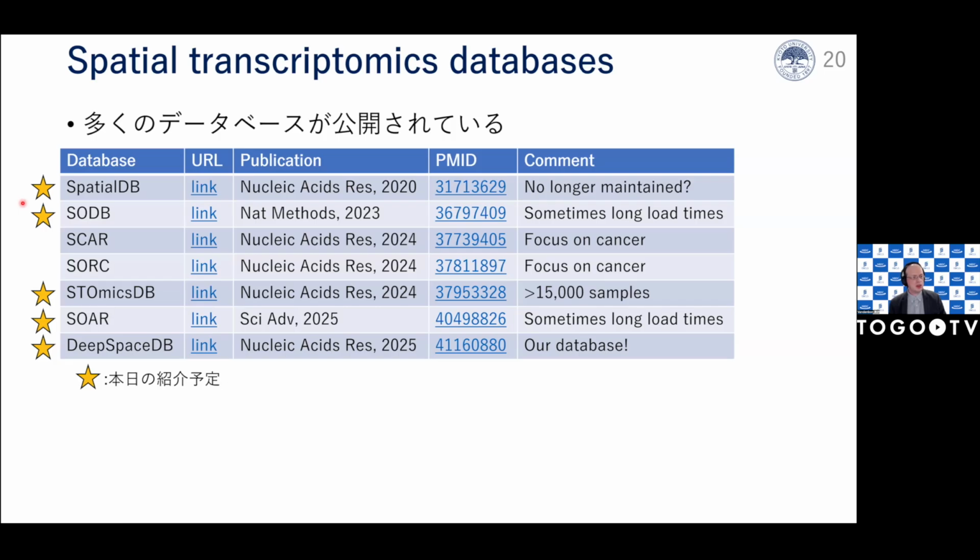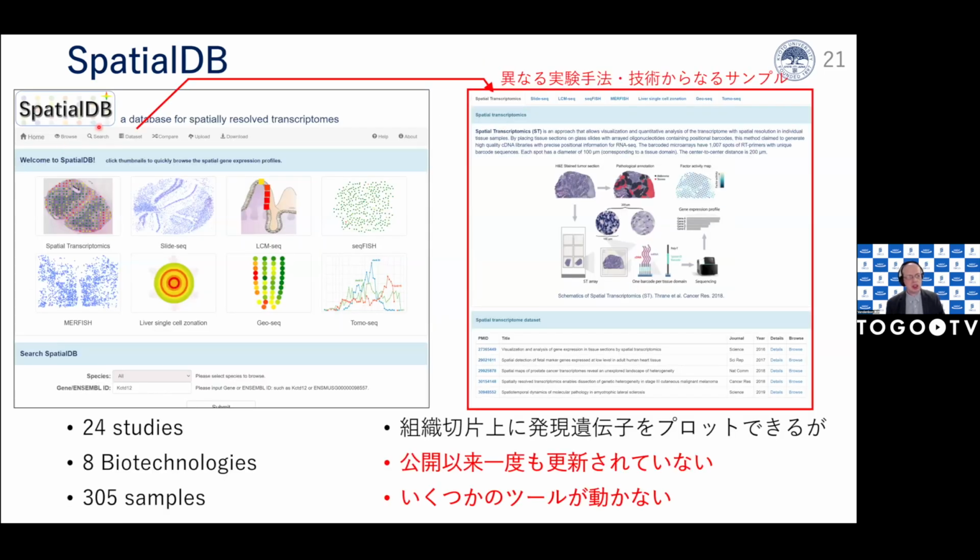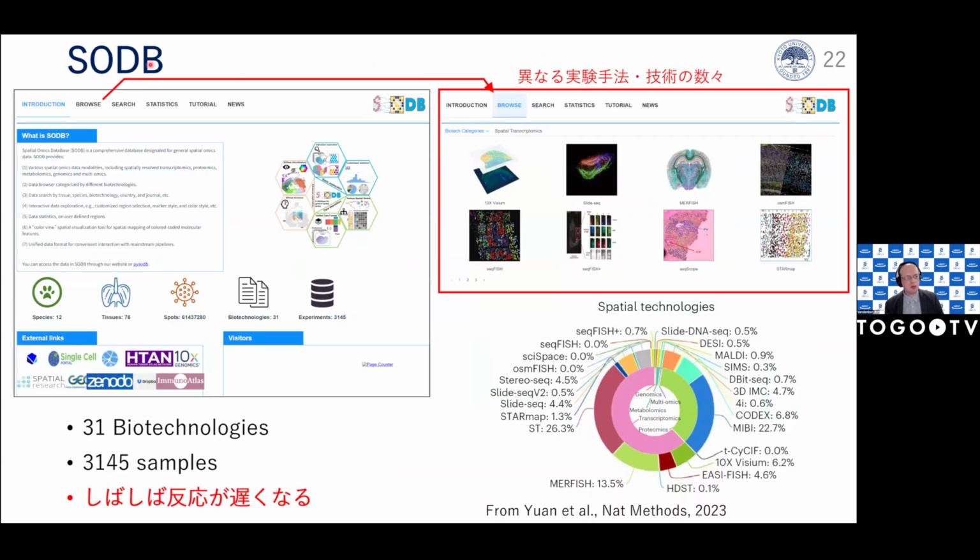So the first one is SpatialDB. It was maybe the first database that was developed, and it covers several studies and technologies. But as far as I can see, it has not been updated since the publication. As a result of that, I guess some of the tools are no longer responding. Then we have SLDB.